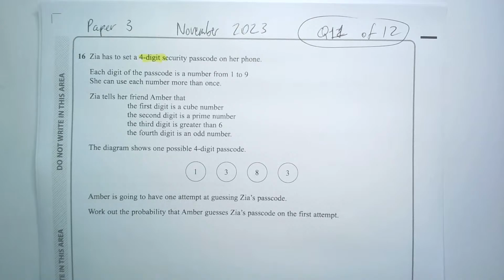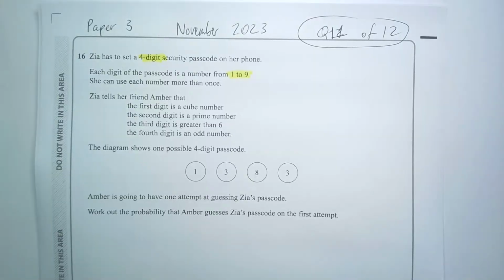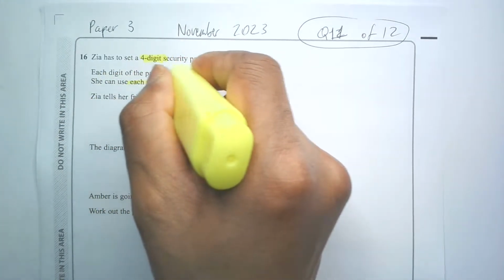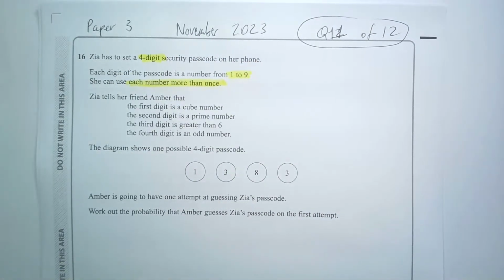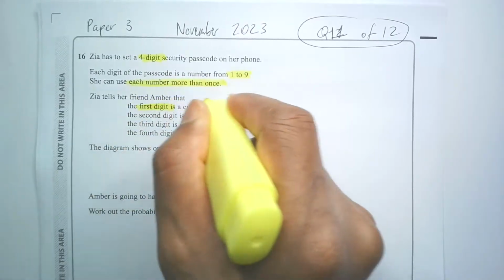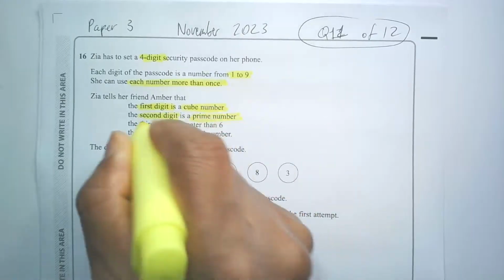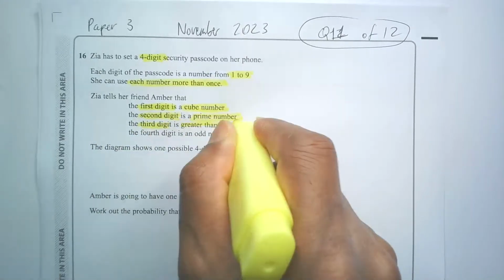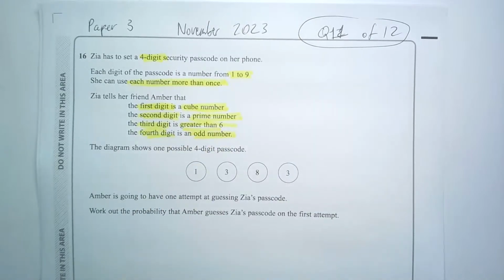Each digit of the passcode is a number from 1 to 9. She can use each number more than once. Each number more than once. Okay, so that's important. Zia tells that the first digit is a cube number. So the first digit is a cube. The second digit is a prime number. The third digit is greater than 6. The fourth digit is an odd number. So we can go through all of these possibilities.